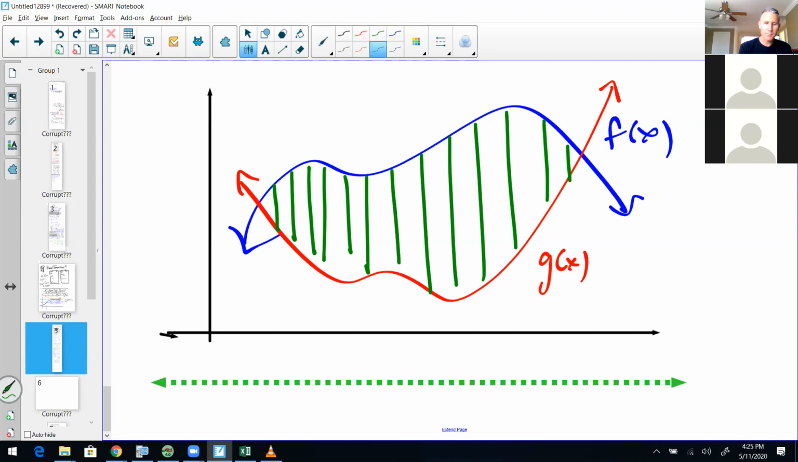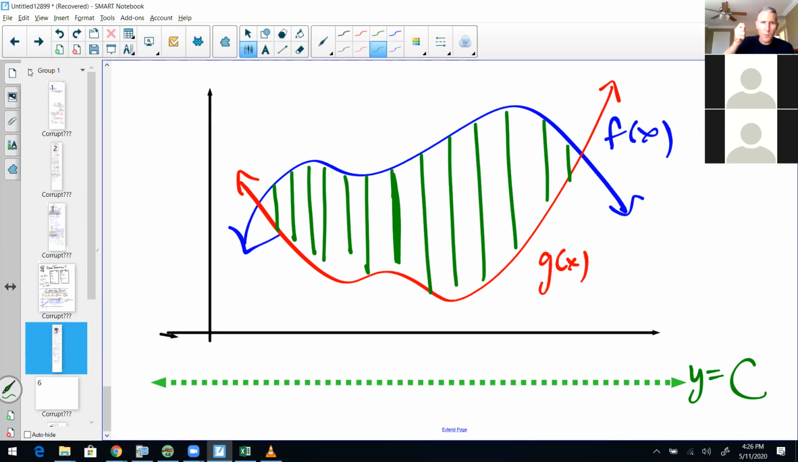Let's make it y equals c, okay? And let's say that line lies below the region. So if I have this, think about it. If you take any one of these guys and you rotate it around that line y equals c, it's going to look like a washer, right?